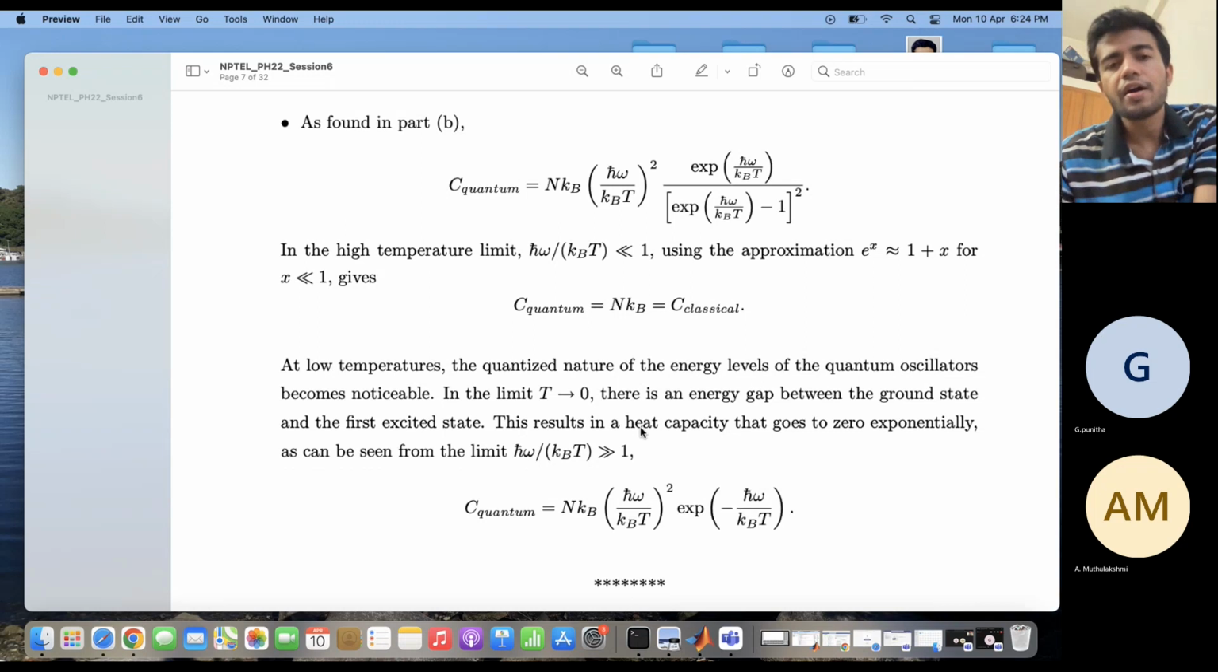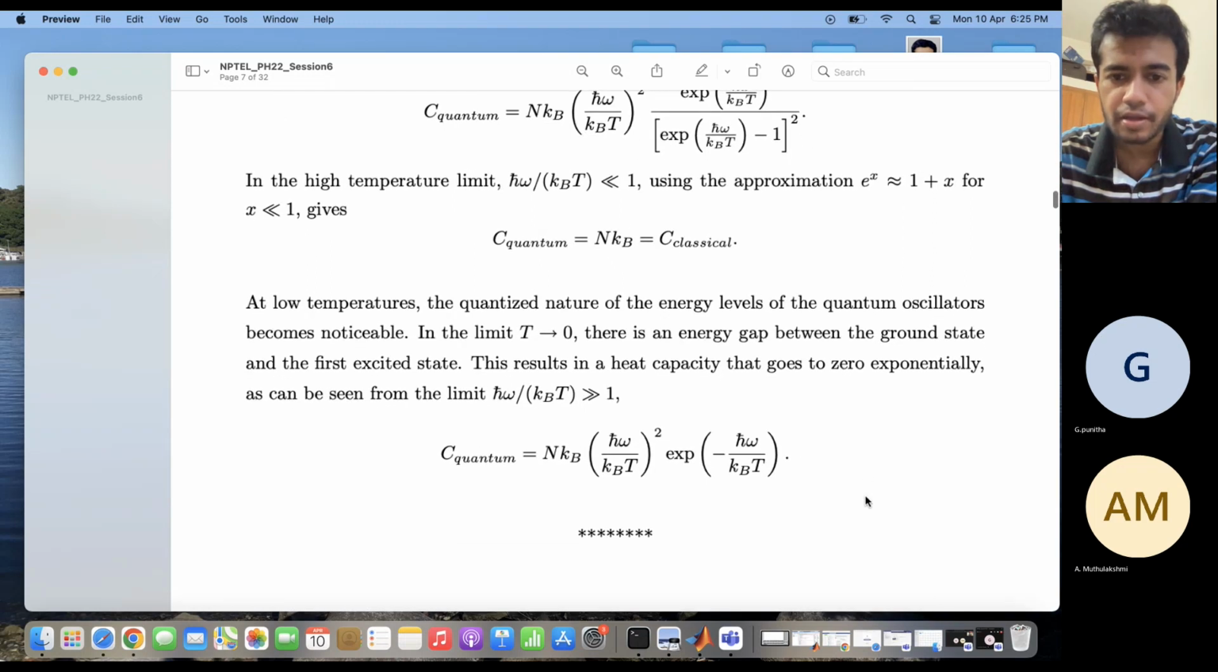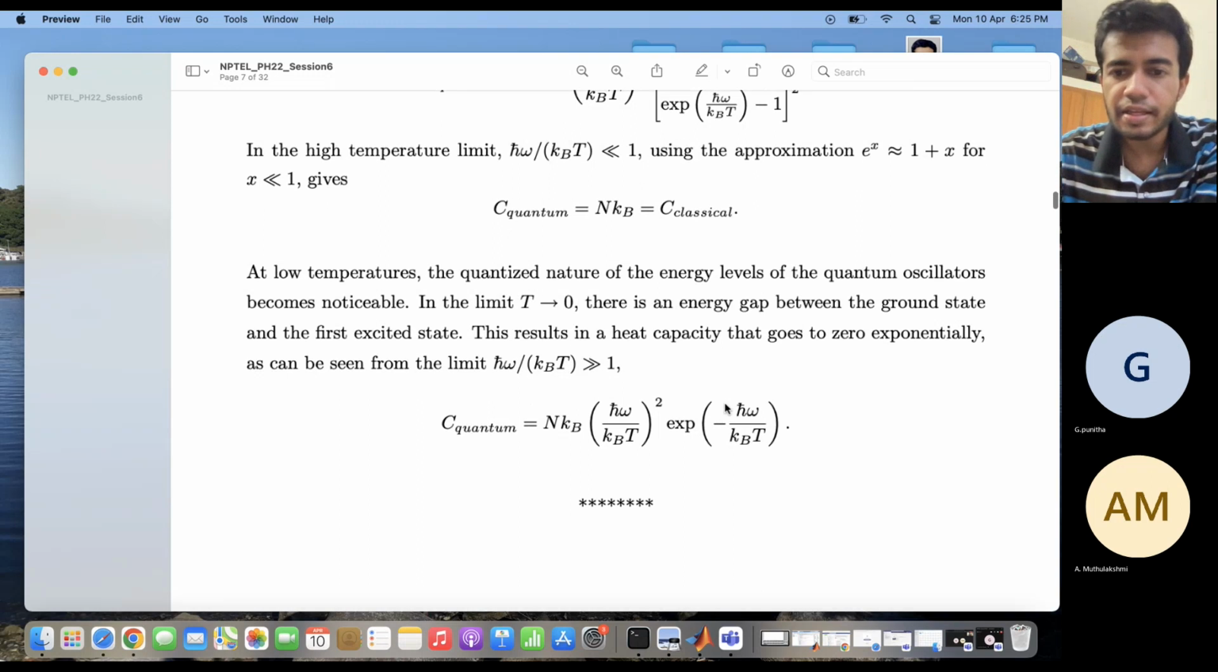So you see, like we had studied for the case of quantum ideal gases, here also, if I take the high temperature limit, then the system of quantum harmonic oscillators approaches the classical one. At low temperatures, the quantized nature of the energy levels of the quantum oscillators becomes noticeable. In the limit of temperature going to zero, there is an energy gap between the ground state and the first excited state. This results in a heat capacity that goes to zero exponentially.